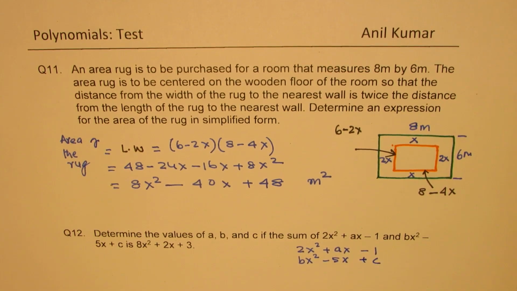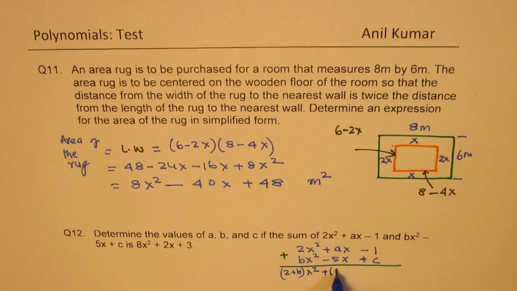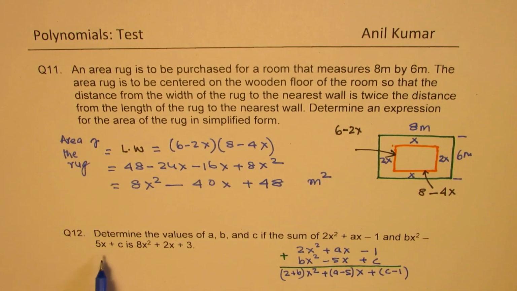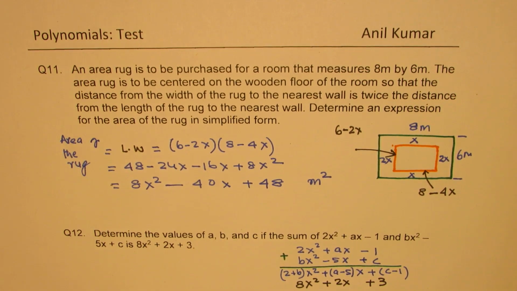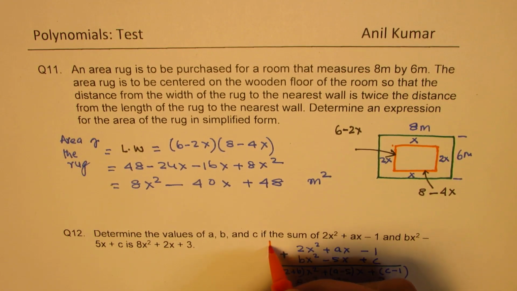Now, if I have to find this sum, let me write down this sum here. So we have the coefficient of x squared as 2 plus b, right? So 2 plus b times x squared. Then we have a minus 5 times x, and here we have c minus 1. So that becomes our sum. And now we are saying, this is equal to 8x squared plus 2x plus 3, right? Then we have to find what is a, b, and c, correct? So I hope the question is absolutely clear.